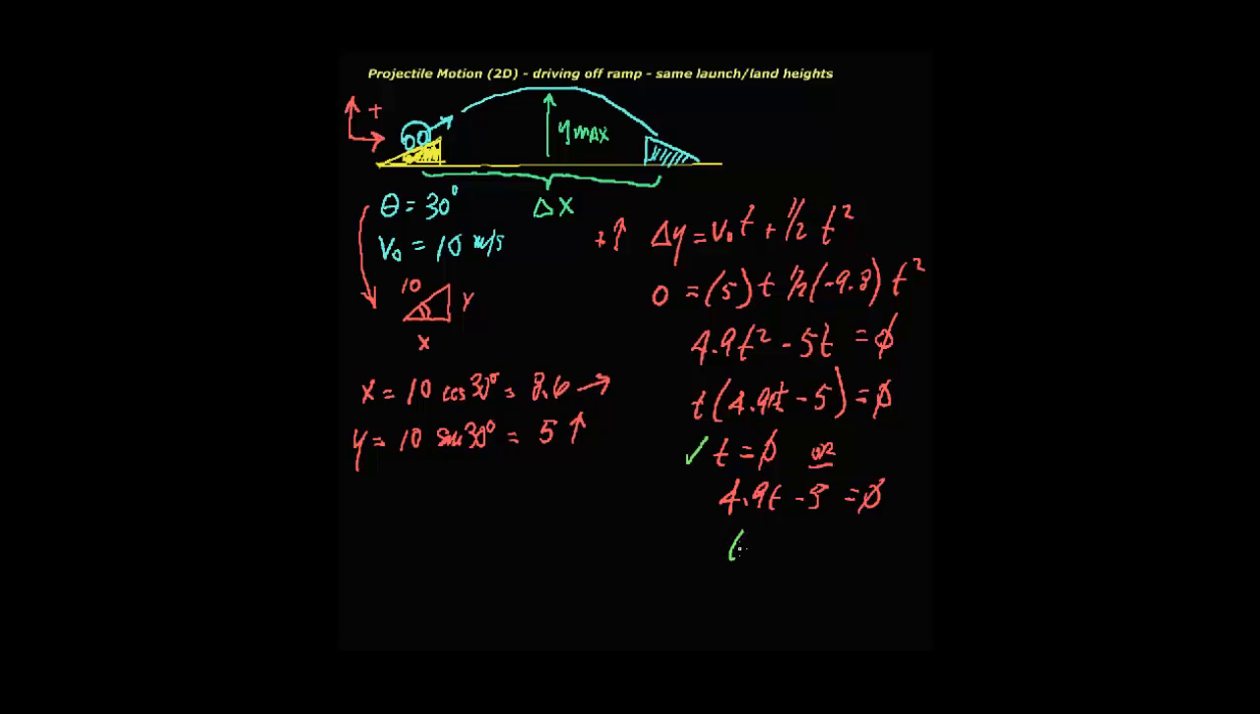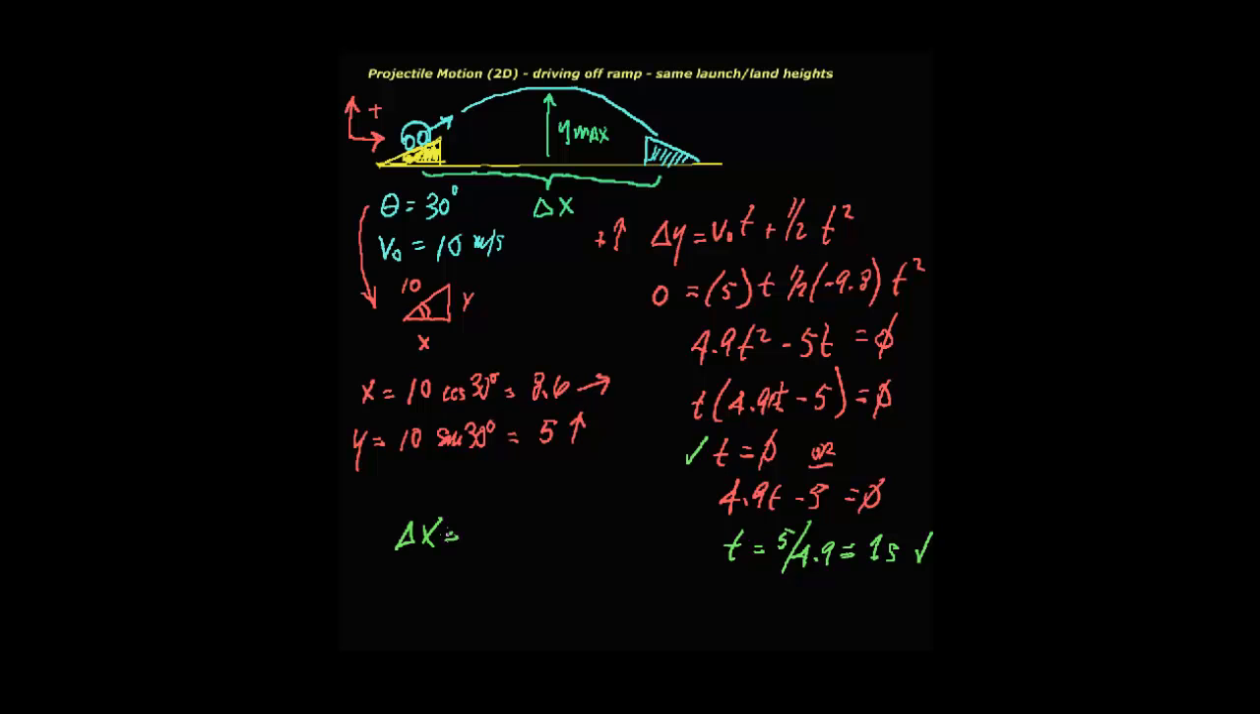For this one, if we set it equal to 0 and solve, we'll get 5 over 4.9, which is pretty much 1 second. That's our second answer, or second root. When we have a t squared, there's always 2. So what we find out is we're in the air for 1 second.